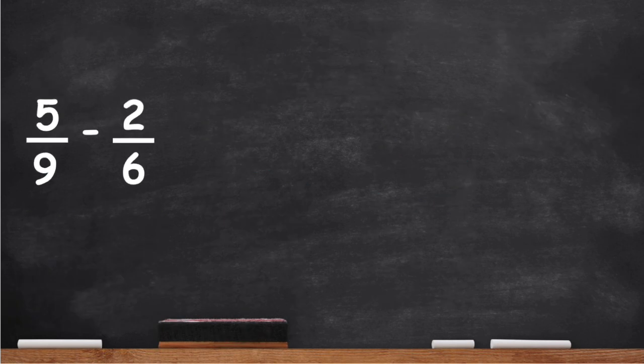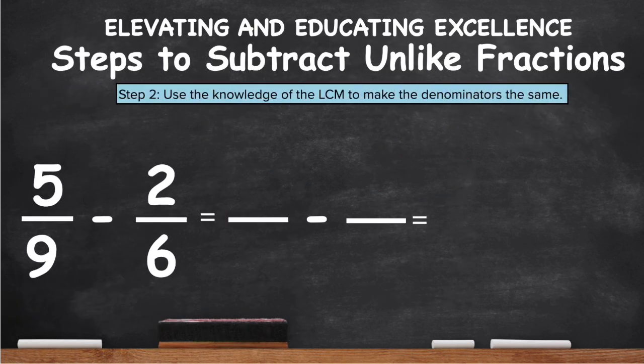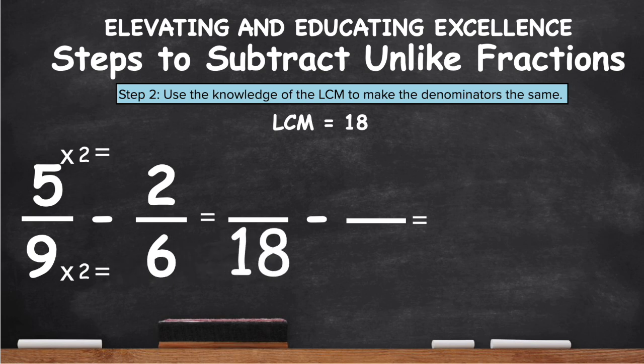So let's begin. Now we're going to do step number 2, which is, of course, using the knowledge of the LCM, which we know is 18, to make the denominators the same, making it 18. So let's first start with the first fraction. We're going to do 9 times 2. 9 times 2 is going to get us to 18. And then whatever we do to the bottom, we must do to the top. So it's first 9 times 2 equals 18. So we're going to move that over. And then 5 times 2 equals 10. So we're going to move that over to the new converted fraction.